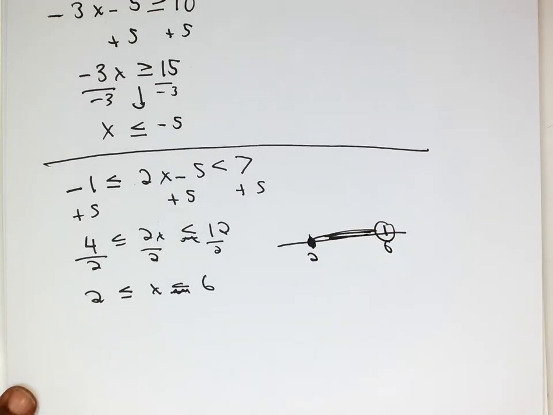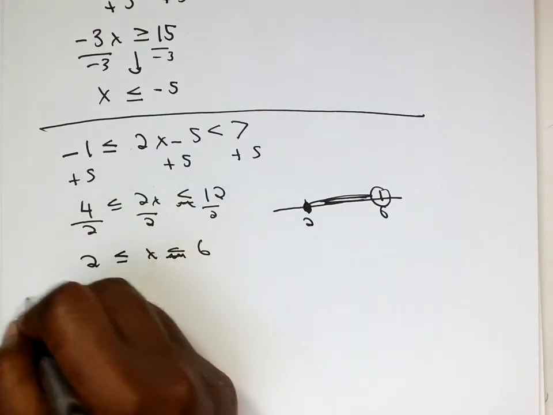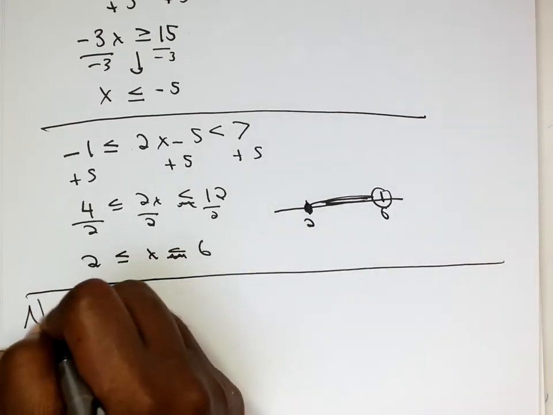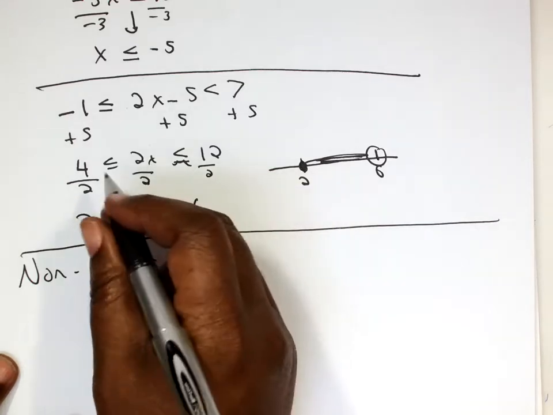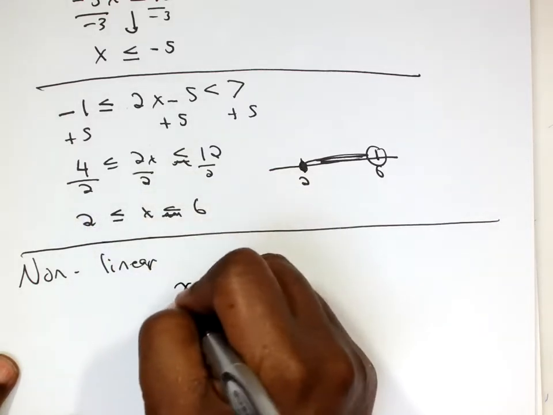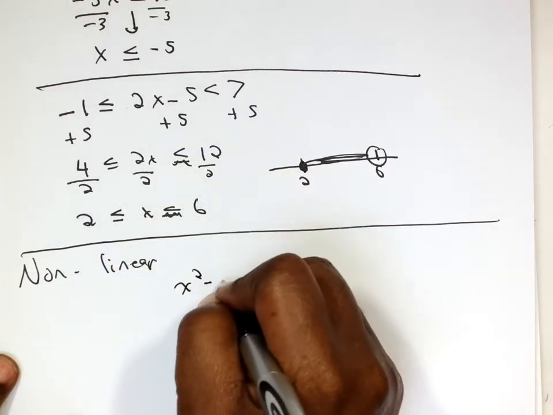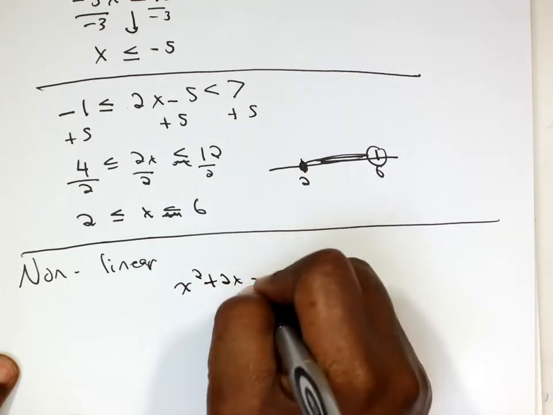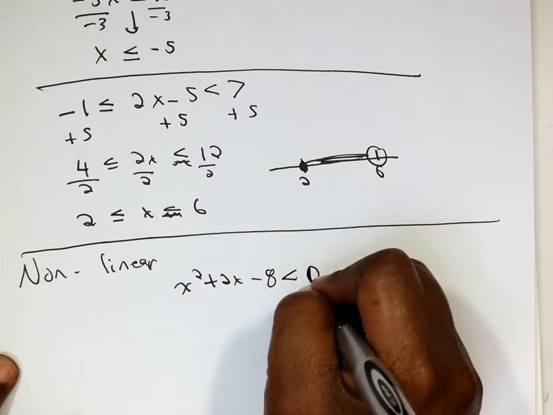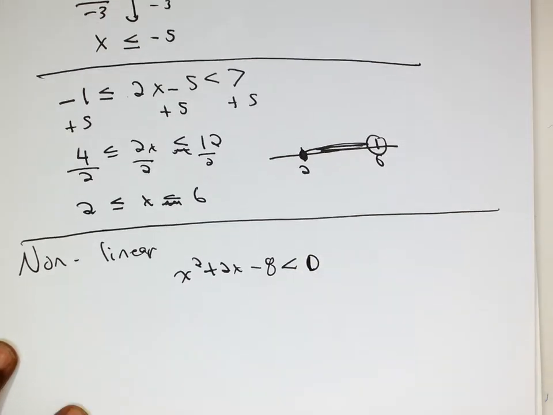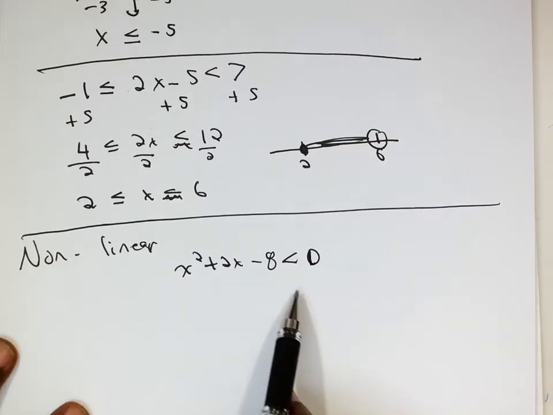So both of these first 2 examples were linear. We also are going to look at nonlinear. So for my example, I have x squared plus 2x minus 8 is less than 0. So I want this thing to be negative, because that's a less than 0.